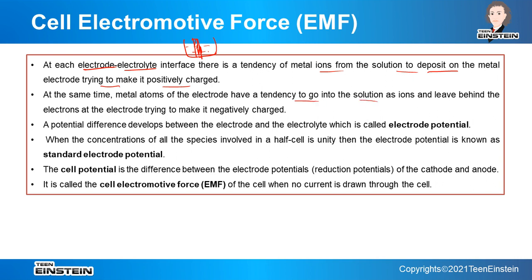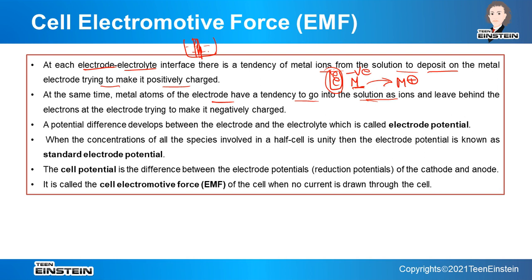So when the metal atoms that are in zero oxidation state in the electrode go into the solution in the form of ions, that is suppose M to M+, then what will happen? Now in the electrode, there will be the remaining electrons that this metal has left. So it leaves behind the electrons at the electrode, trying to make it negatively charged. As there is now accumulation of electrons, it will be negatively charged.